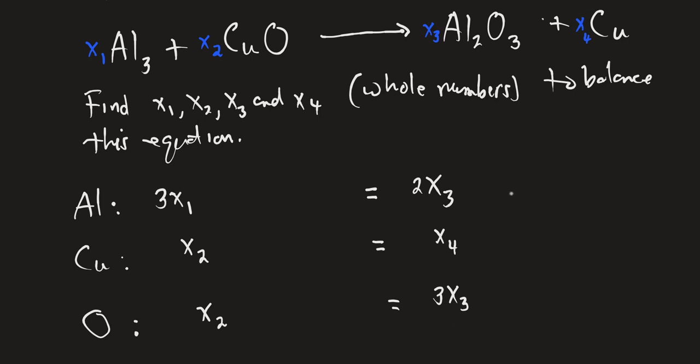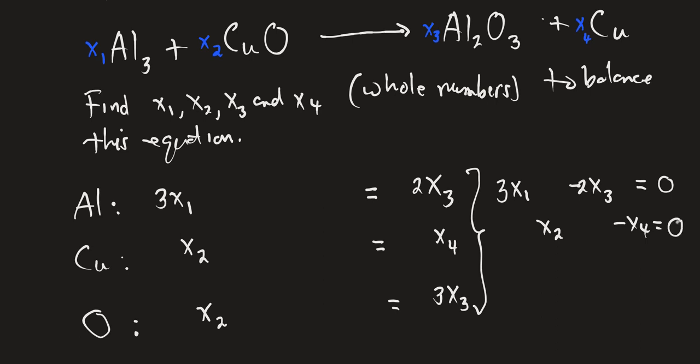Now let me write this system in the more standard way. Let's move all our variables to one side. So we will have 3x1 minus 2x3 is equal to 0. Then we will have x2 minus x4 is equal to 0. And then x2 minus 3x3 is equal to 0.